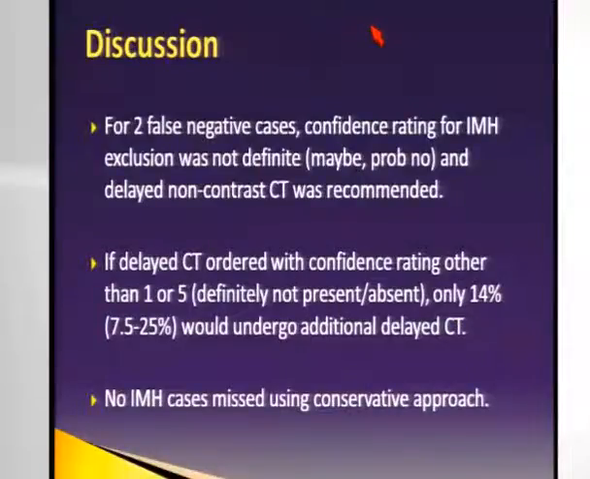So for those two negative cases, as I said, the confidence rating for that diagnosis wasn't definite, and in both cases they actually ordered non-contrast CTs for those cases. So we calculated that if a delayed CT was ordered only when our raters had a confidence level other than 1 or 5, so a confidence level that wasn't definite, we would only be ordering about 14% of delayed scans and non-contrast equivalent for our cohort versus 100% as the protocol would demand. And in that case, no intramural hematoma cases would be missed using this conservative approach.